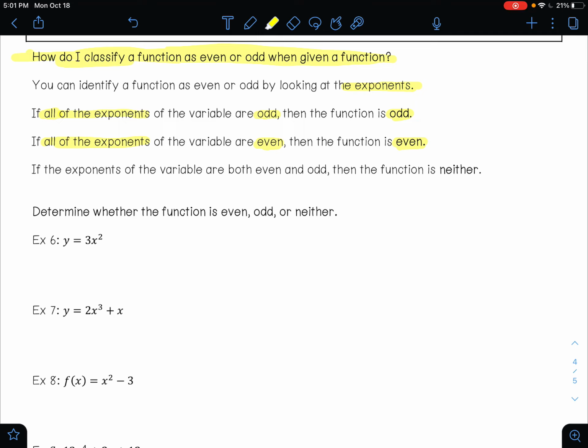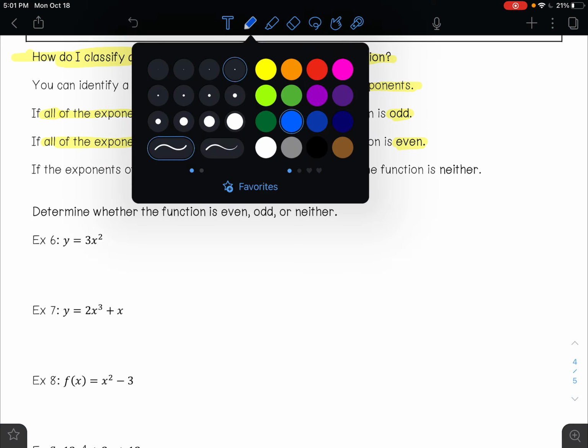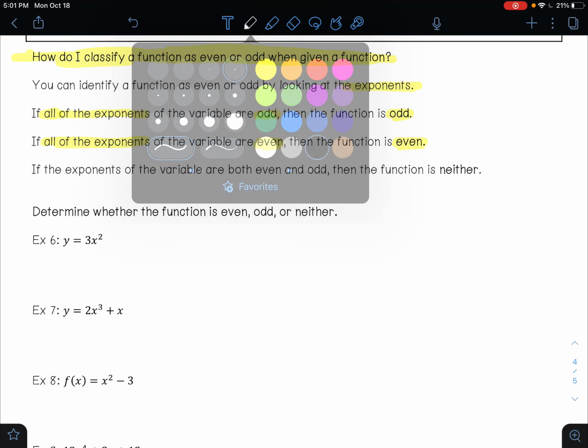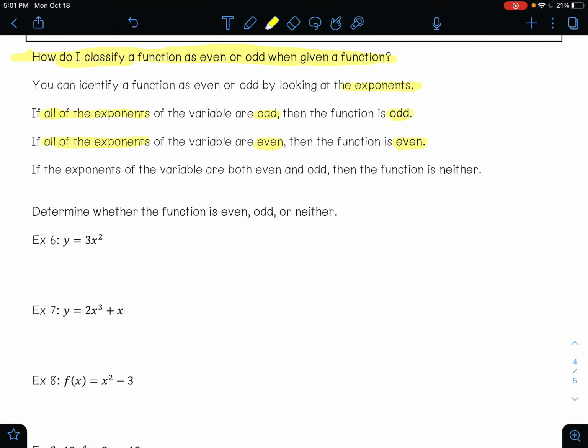So down here it says determine whether the function is even, odd, or neither. On example 6, the exponent of my variable is 2. This is the only exponent. 2 is an even number, so that makes this even.